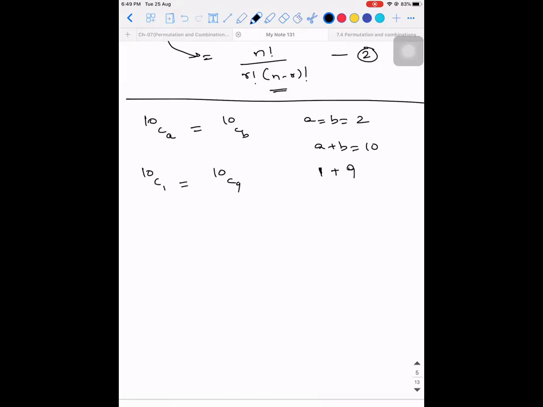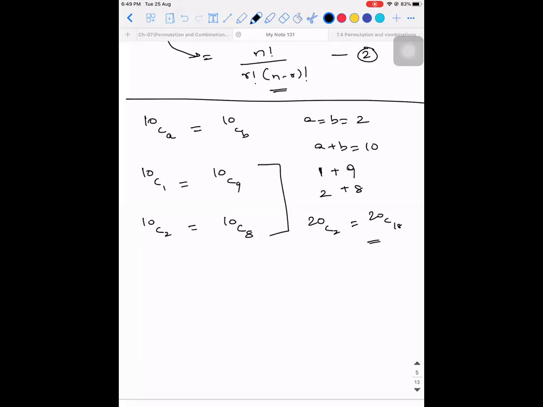That's what the previous property was telling us. If suppose a is 2, then b will be 8. So 10C2 is equal to 10C8. Again, this is what the previous property told: nCr is equal to nC(n minus r). Sir, suppose if it is 20C2, then the RHS will be 20C18, sir. Yes. Okay, sir.